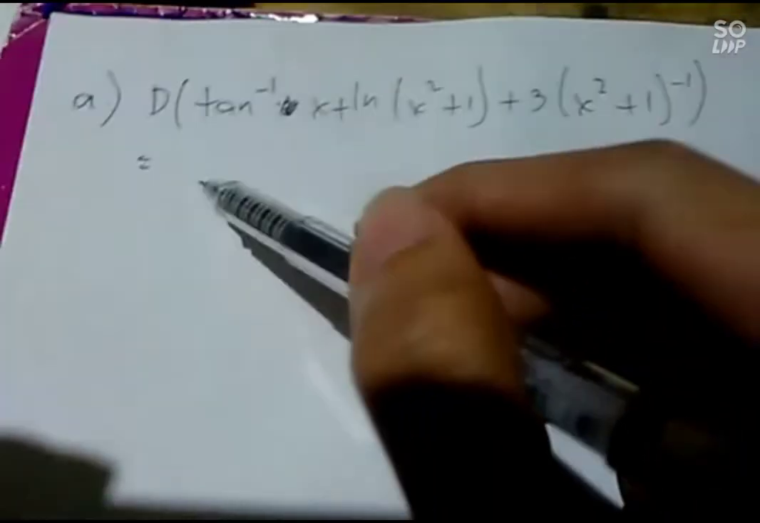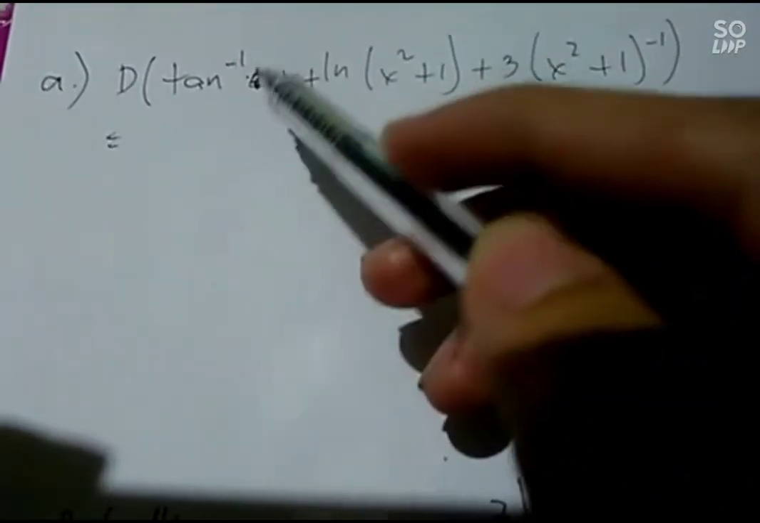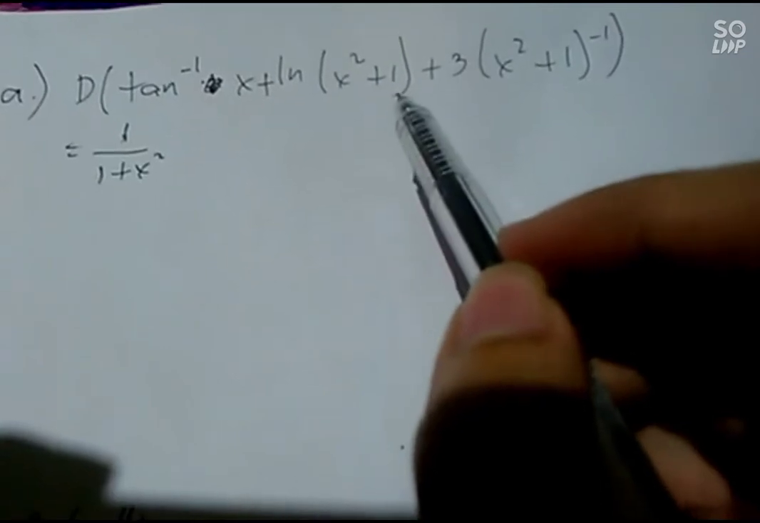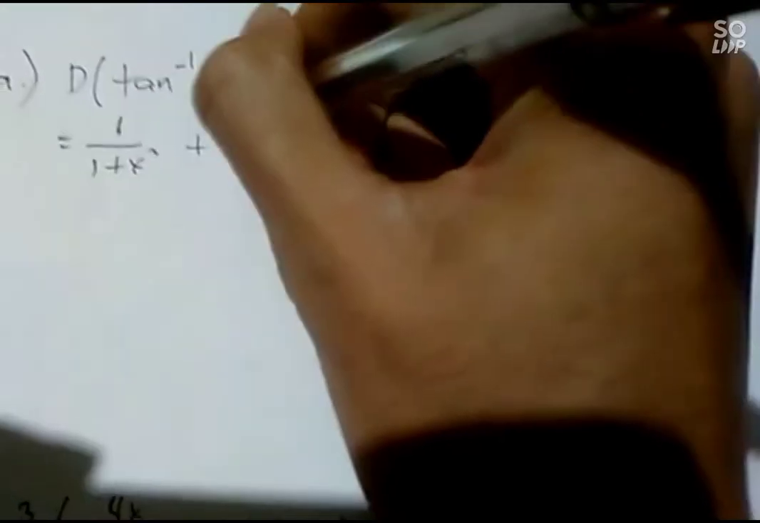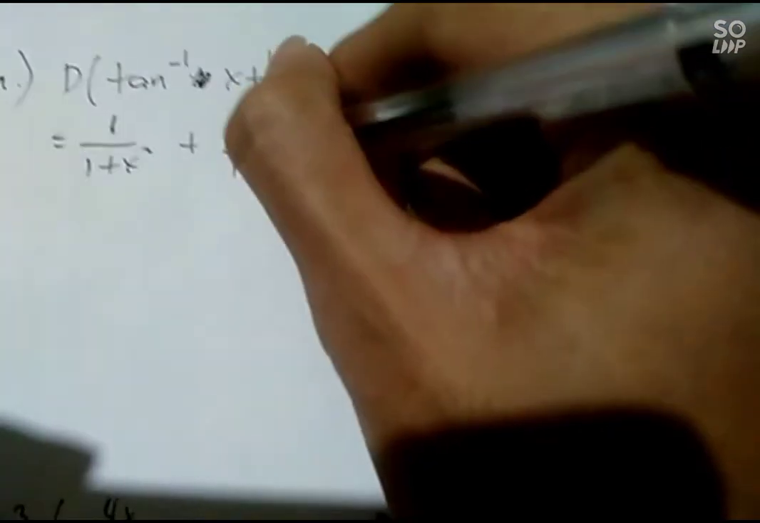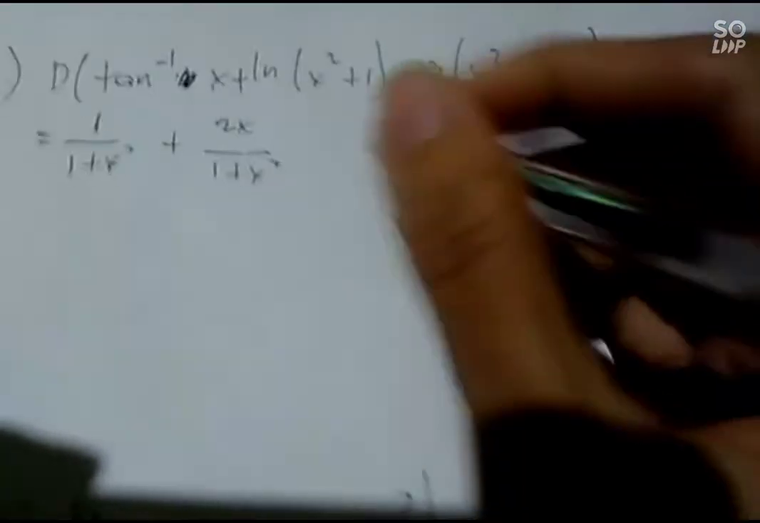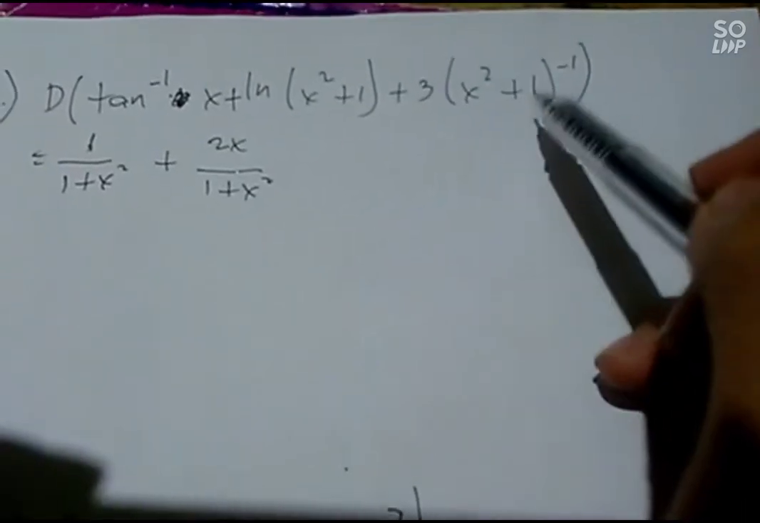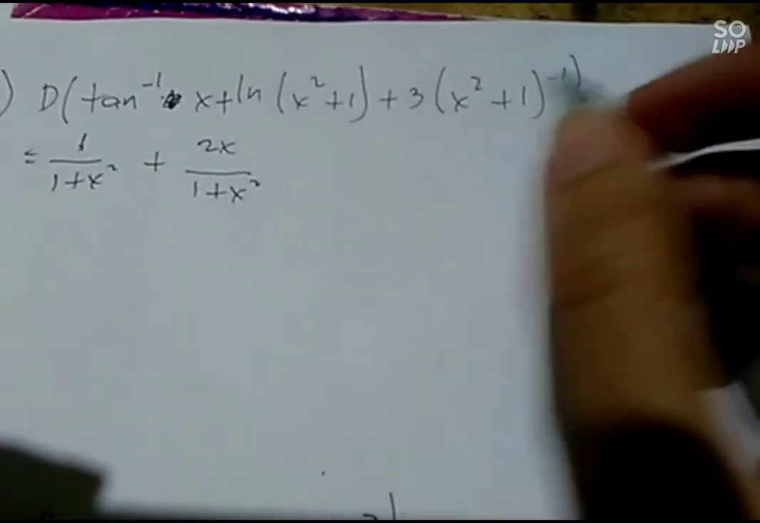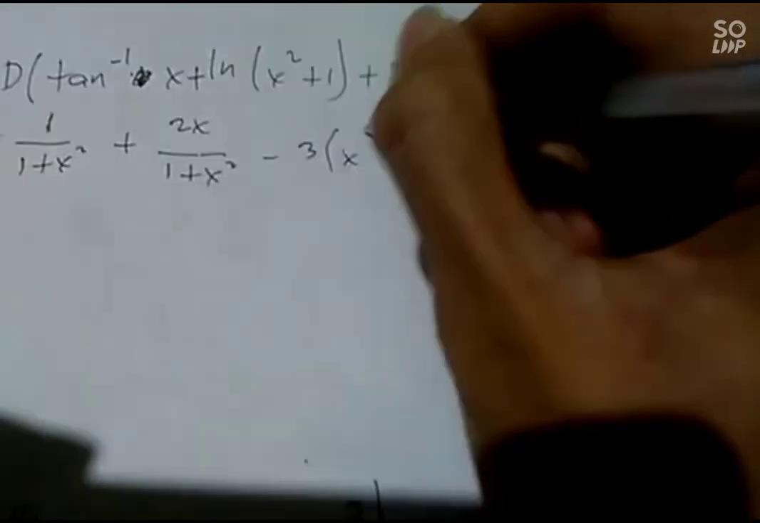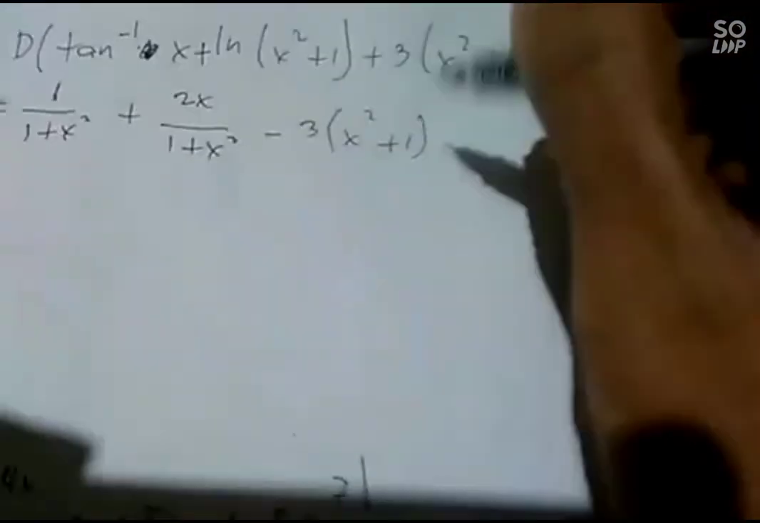First, the derivative of inverse tangent x equals 1 over 1 plus x squared. Then for ln of (x squared plus 1), it equals 2x over 1 plus x squared. Then for (3x squared plus 1) raised to negative 1, it equals negative (3x squared plus 1) raised to negative 2 multiplied by 2x.